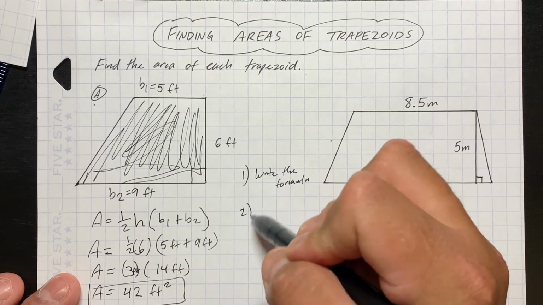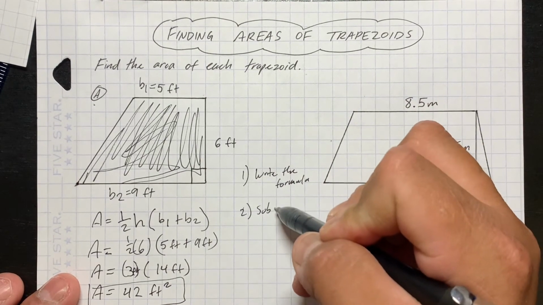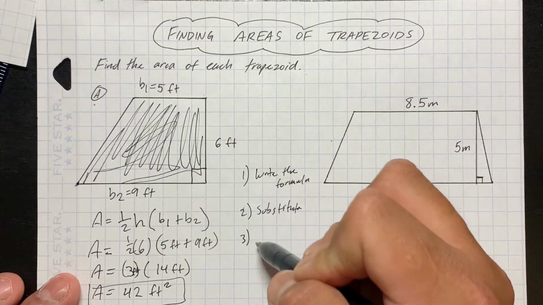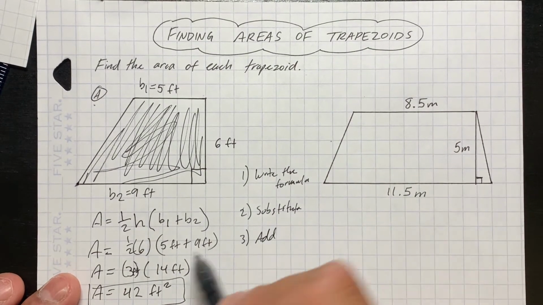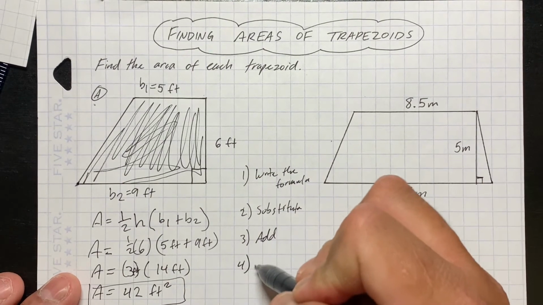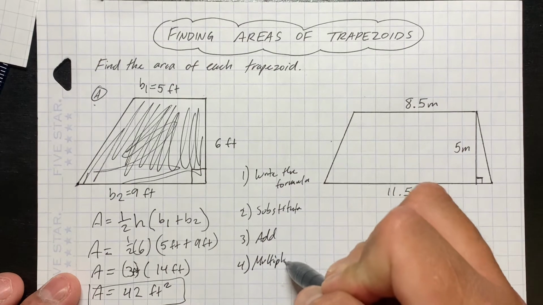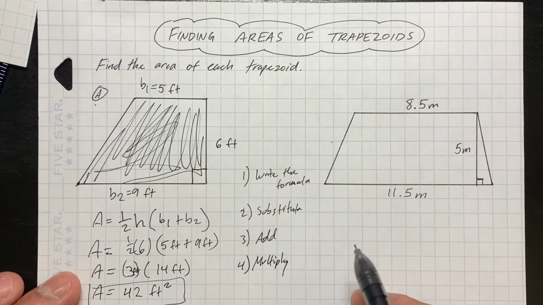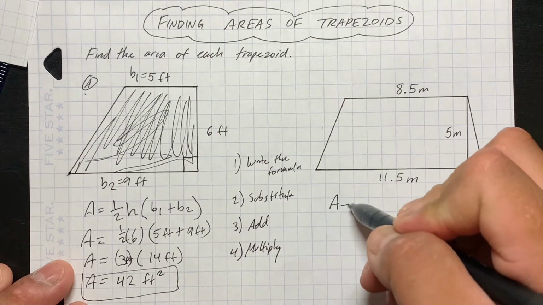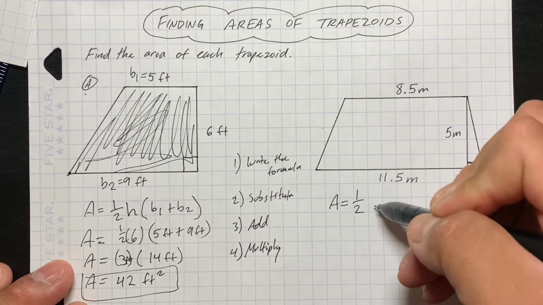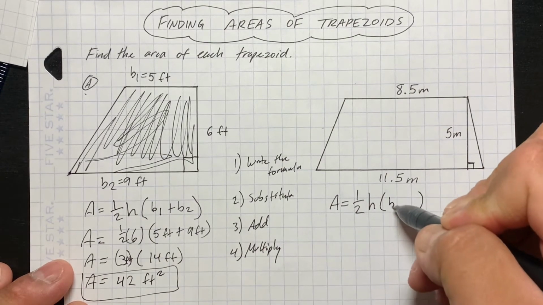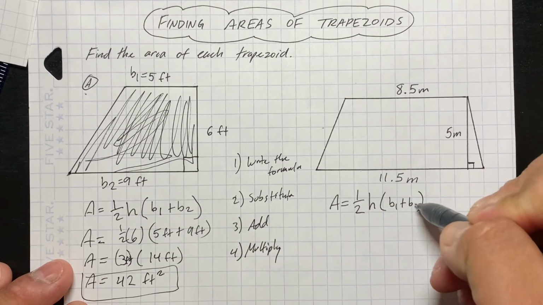Step 2, we're going to substitute the values for the variables. Step 3, you're going to add inside the parentheses right here, base 1 plus base 2. And step 4, you're going to multiply. Again, the formula for the area of a trapezoid is, write this down, area equals half times the height, and add base 1 plus base 2.